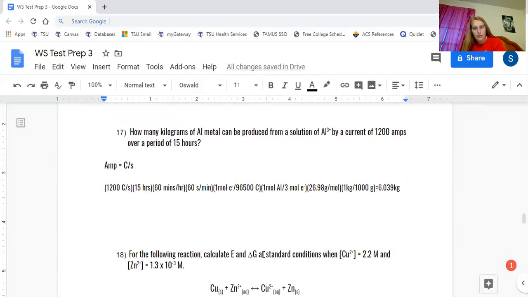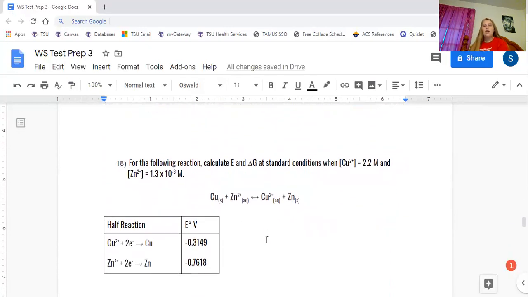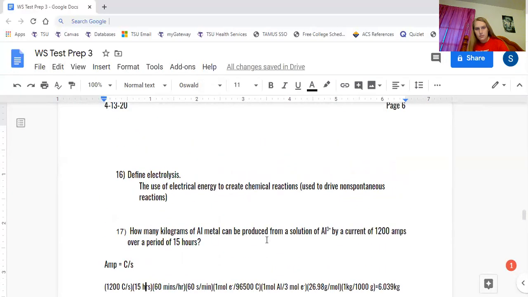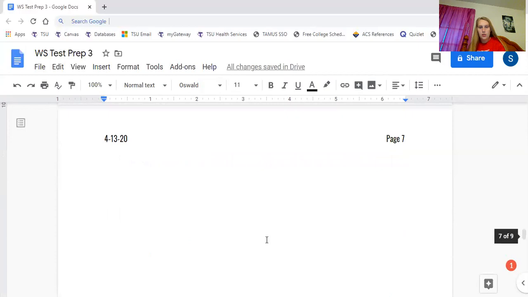So there's your final answer there. For the following reaction, calculate E and delta G at standard conditions when the concentration of copper is 2.2 molars and the concentration of zinc is 1.3 times 10 to the negative 3 molars. So go ahead and do that one, and then that was our last problem.